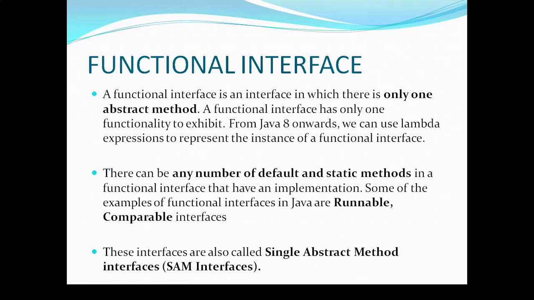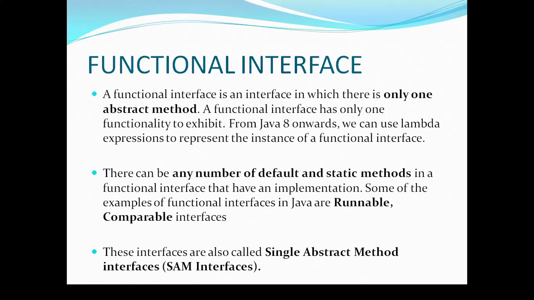There is no restriction on these methods. There could be no default and static method at all in a functional interface, or there could be multiple default and static methods, or there could be only a default method and no static method, or vice versa. But one abstract method is mandatory for a functional interface.